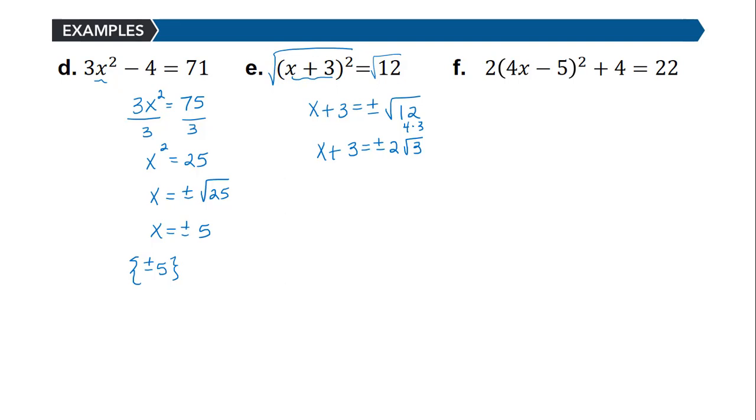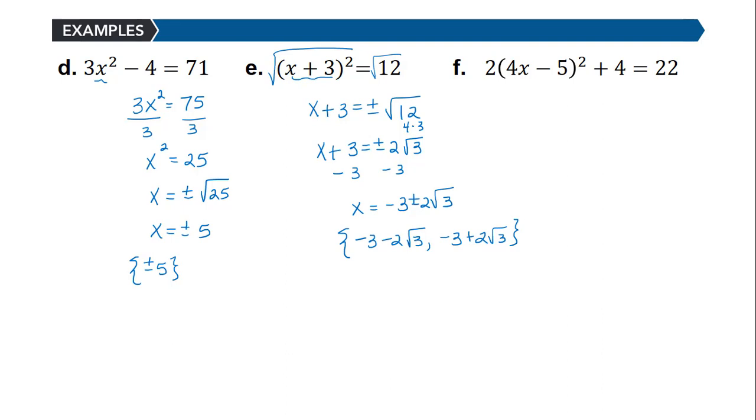So to solve for x, I can subtract 3. Therefore, x is equal to negative 3 plus or minus 2 on the square root of 3. My two solutions are negative 3 minus 2 on the square root of 3 and negative 3 plus 2 on the square root of 3, if I write them in order from smallest to largest. So these are two irrational solutions. You could use your calculator to figure out what the decimal approximation is of those values if you wanted to.